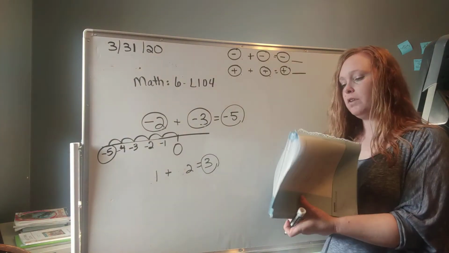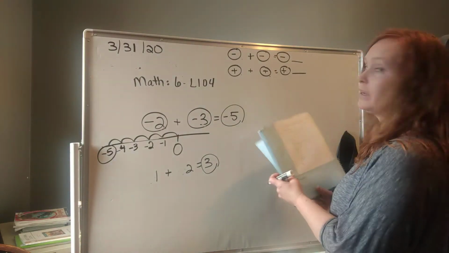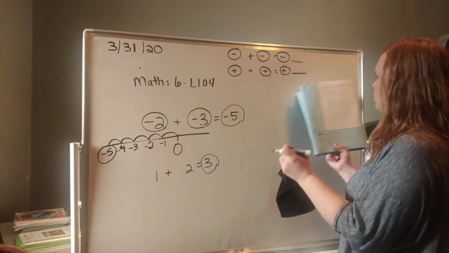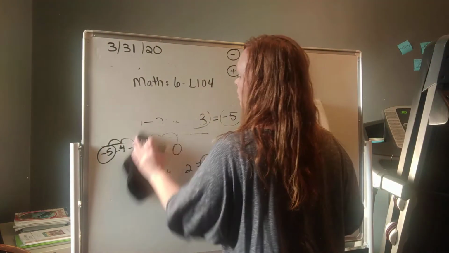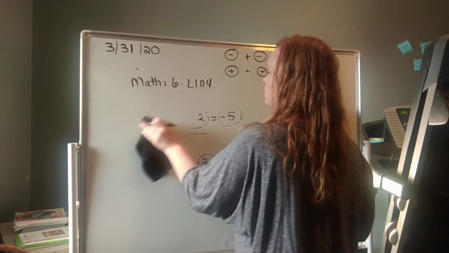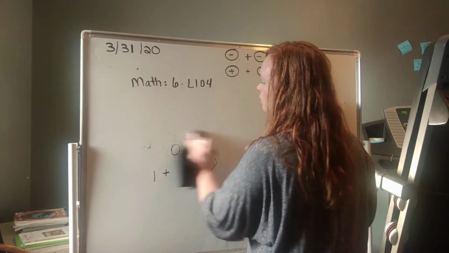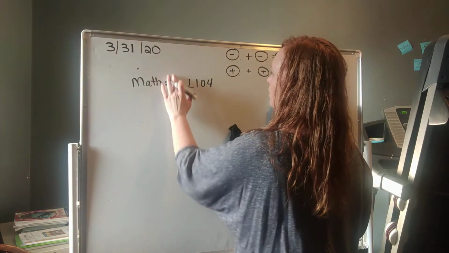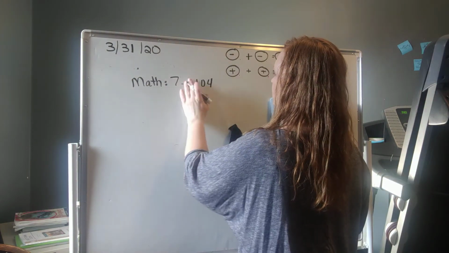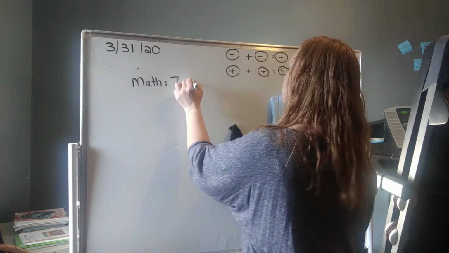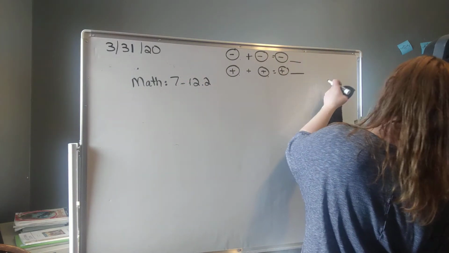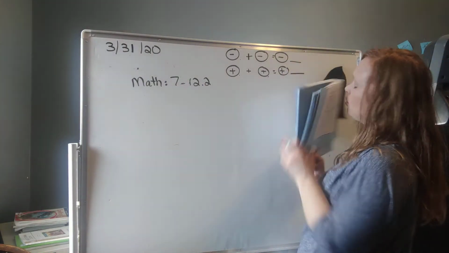If you will turn the page to page 344, we're going to do a few examples. I really like that this book goes into it really slowly. I do apologize, this is math 7, 12.2. There you go, get the proper work up there.